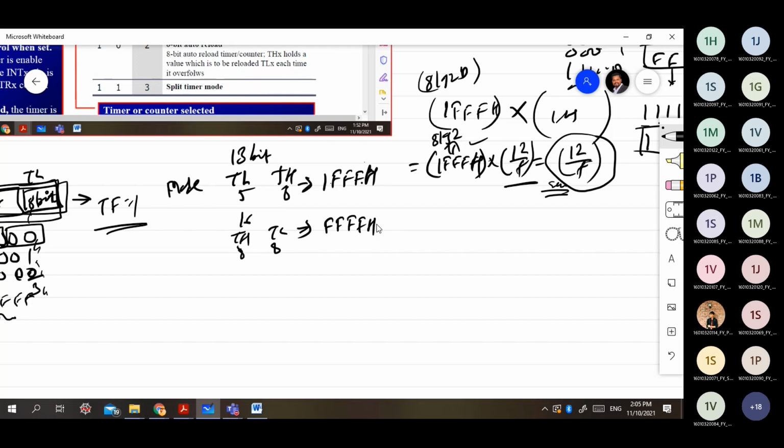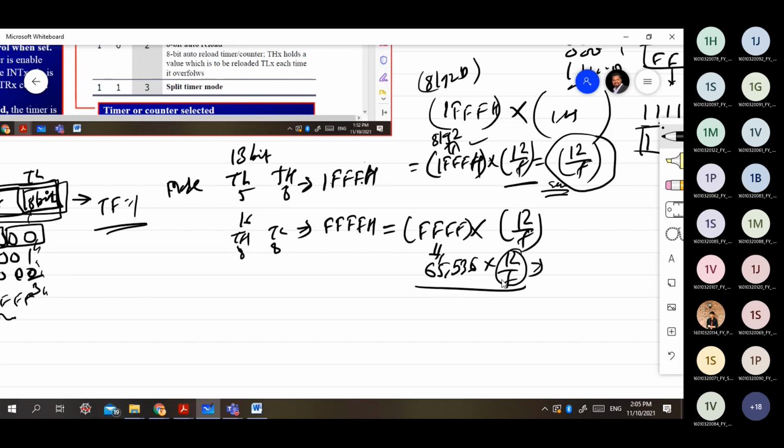ठीक है? So now for mode 1 the maximum time delay will be what? This particular count, that is FFFF, into 12 divided by F. FFFF मतलब डेसिमल में कितना होता है? 65,536 जो भी होता है. I don't remember the exact value, but this is what I think. 65,536 into 12 divided by F. That is going to be the maximum delay which can be achieved by using mode 1.